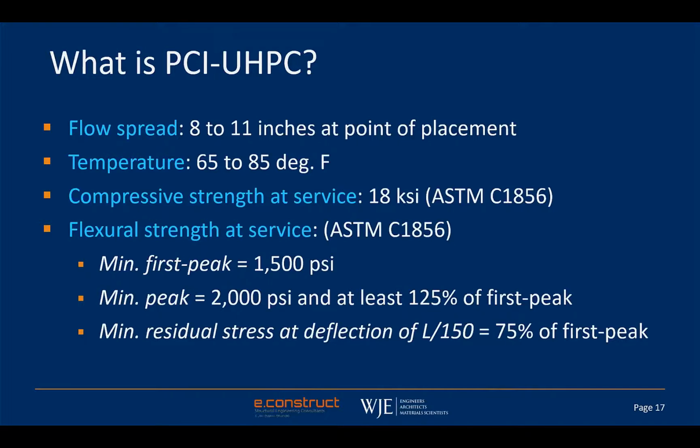So in terms of flexural strength, we're talking about a first peak and ultimate peak strength of 1,500 and 2,000 PSI. And then we also have a requirement that the peak is at least 125% of the first peak. This is to ensure that the material has a strain hardening behavior and has that nice post-peak ductility that I showed on the plot in one of my earlier slides.